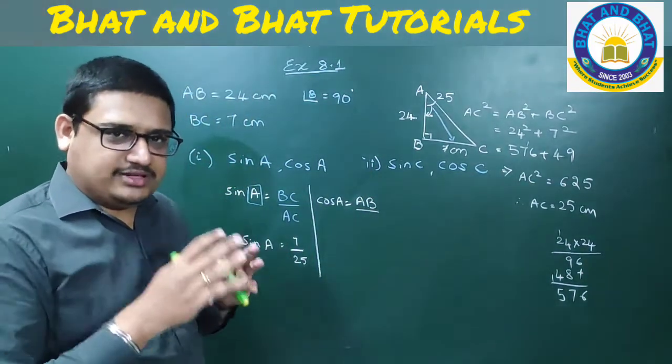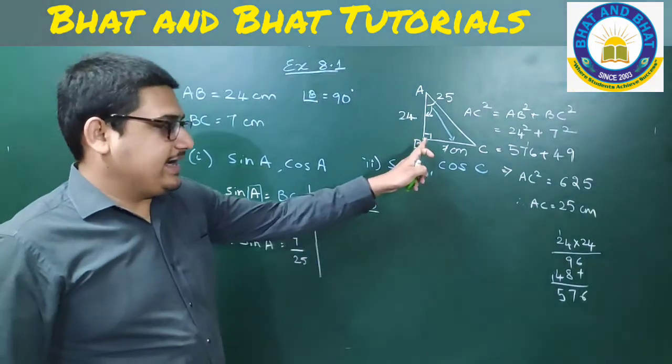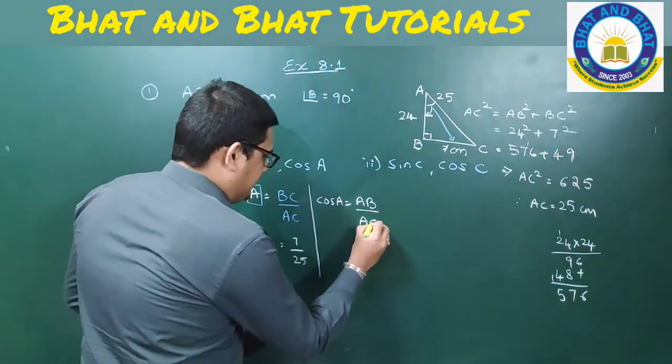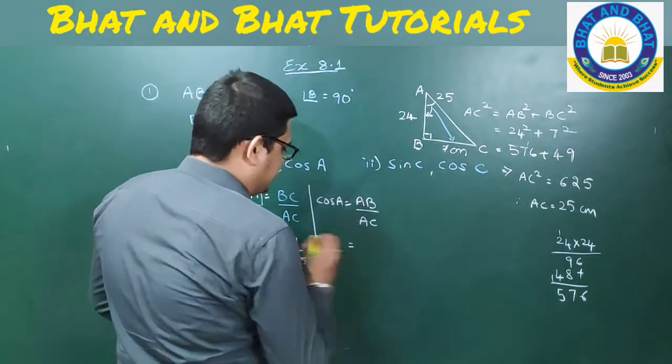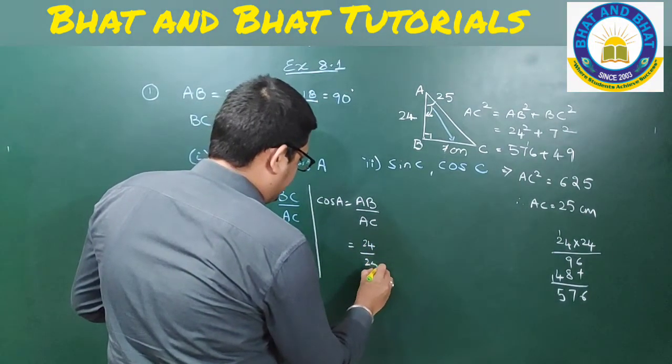We know hypotenuse is fixed for a right angle triangle, which is nothing but the side opposite to the right angle or 90 degrees. So AC. So AB divided by AC. So which gives me the answer as, what is AB? AB is 24. AC is 25.